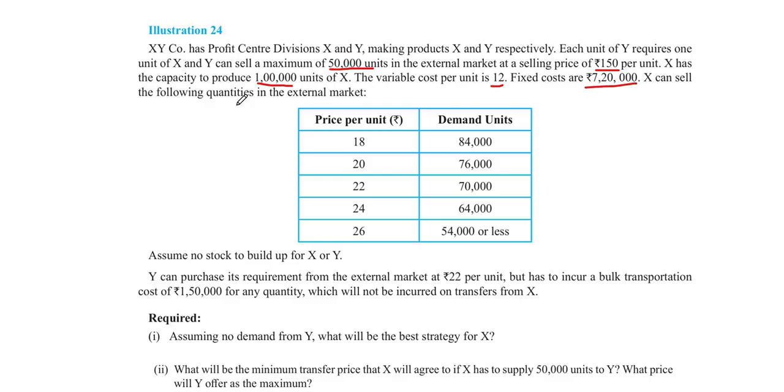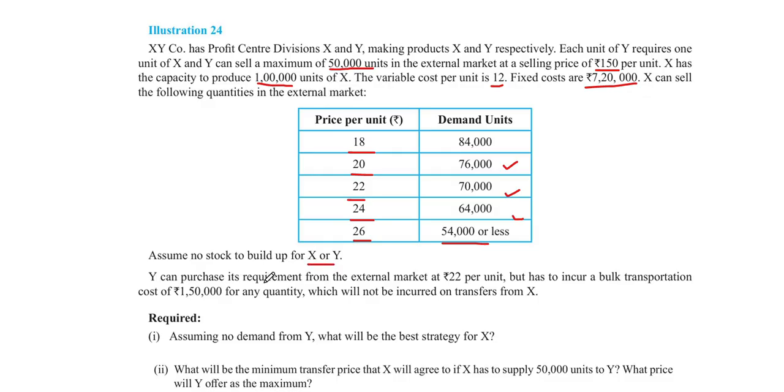X can sell the following quantities in the external markets. These are the data of external sale. When the price per unit is 18, demand is 84,000. Price 20, demand 76,000. Price 22, demand 70,000 units. When price is 24, demand is 64,000 units, and at 26, 54,000 or less. Assume no stock build up for X or Y.